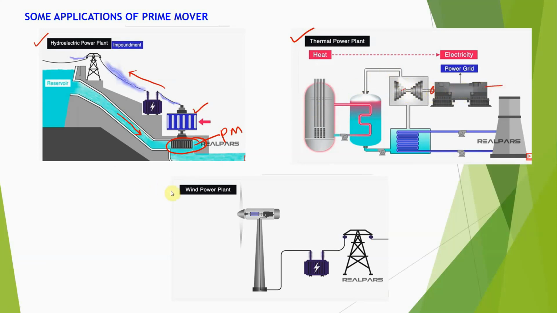Also the same with the wind power plant. We have here the turbine, right? The propeller is connected to the generator, which is this. Okay, and it is connected to a transformer to transmit power to the consumer.